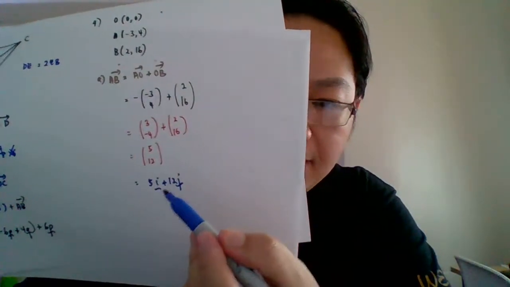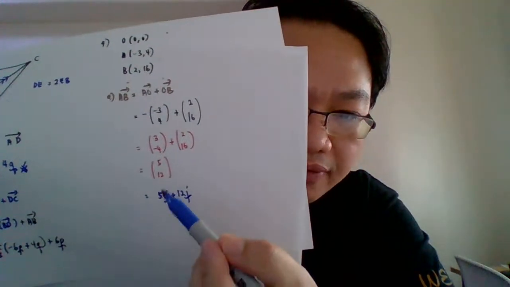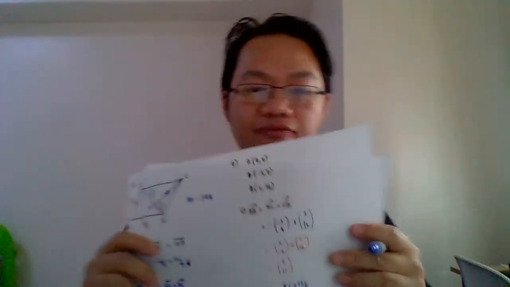Okay, 5i plus 12j. That's all. You can leave your answer in this manner, or the blue color. Doesn't matter. Both of them will give you the full marks. So don't worry. That is the first question, AB.